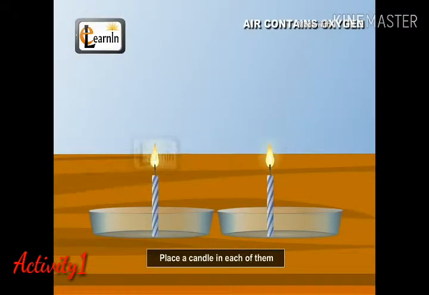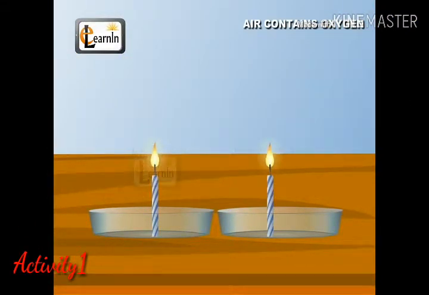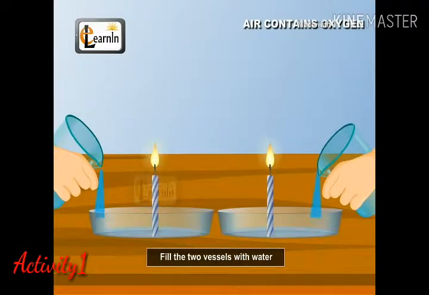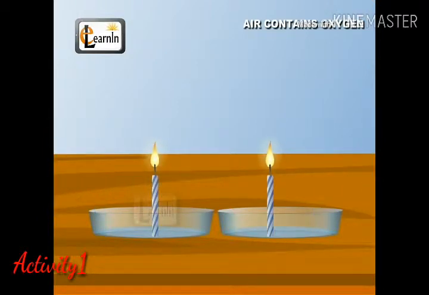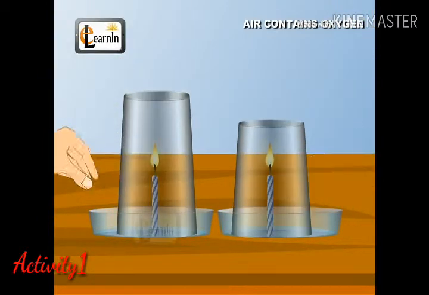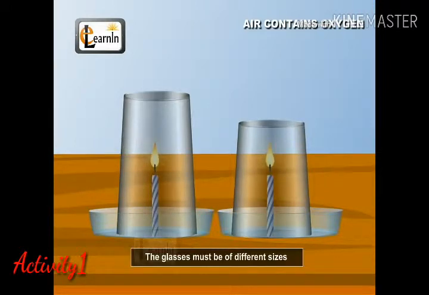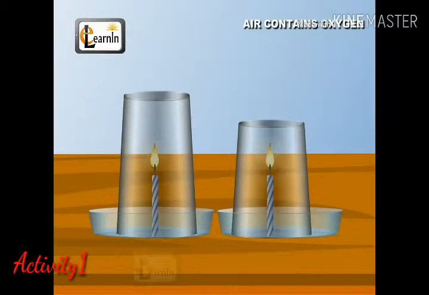a candle in each of them and ignite the wicks. Fill the two vessels with water up to a certain level. Place an inverted glass on each candle. The glasses must be of different sizes.